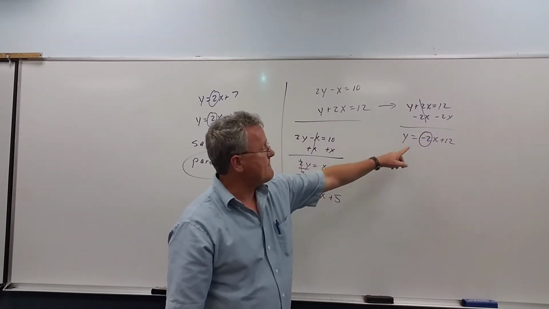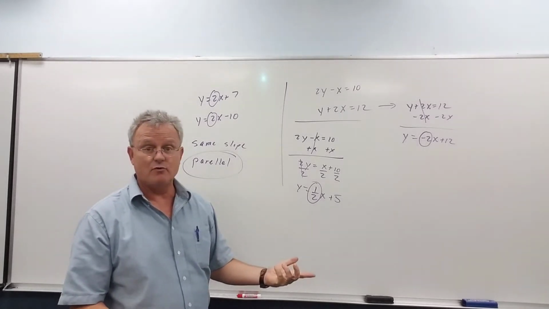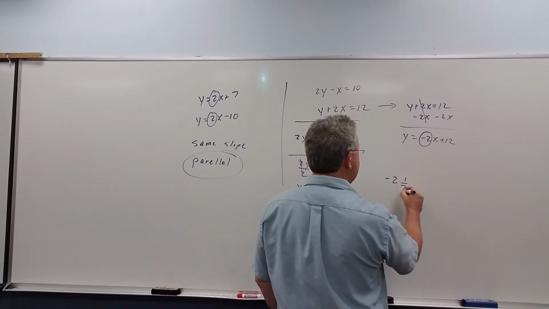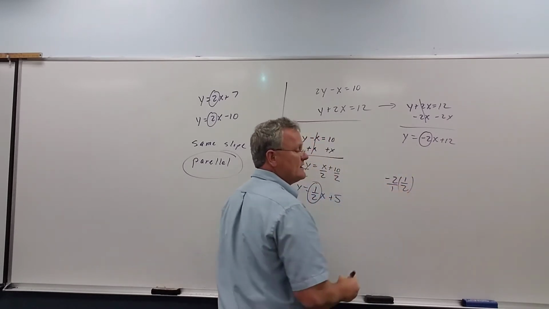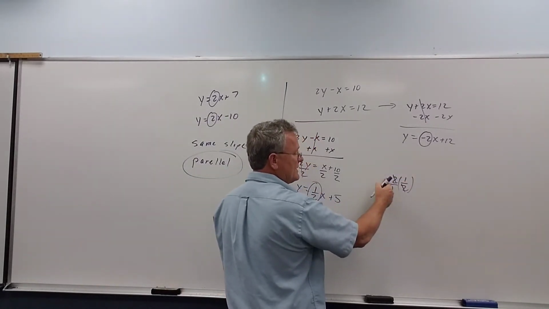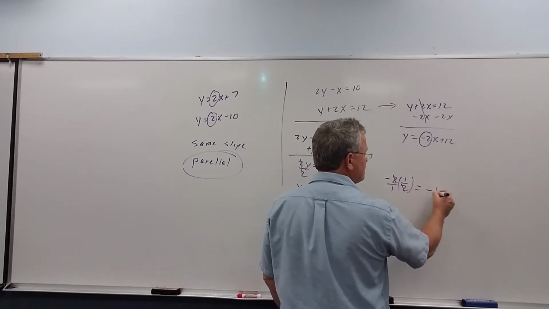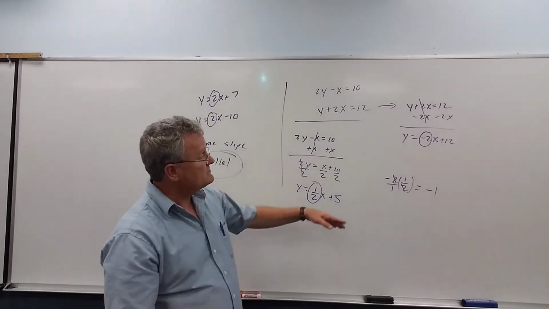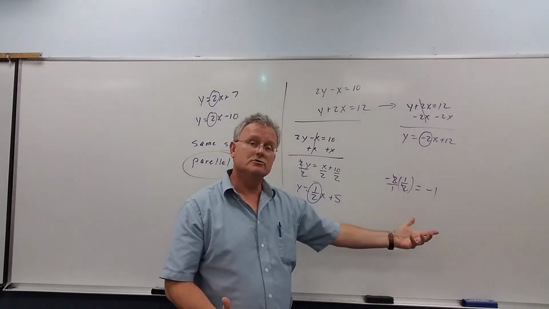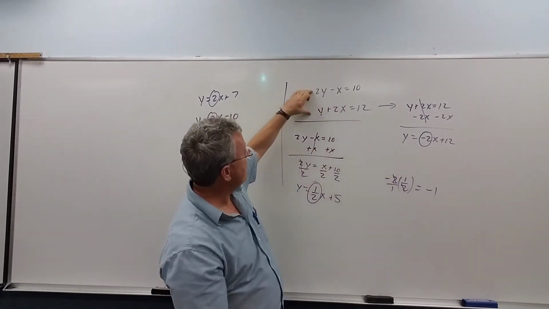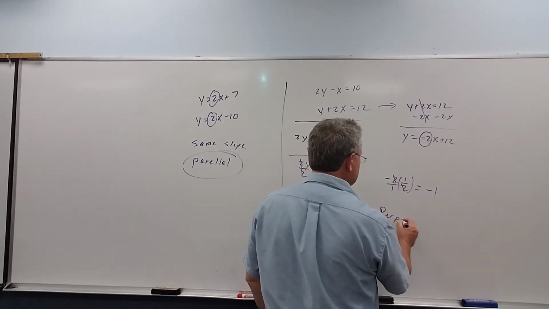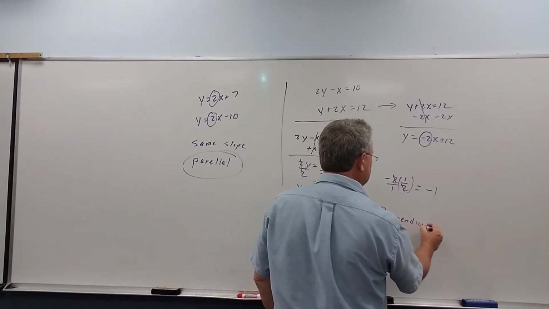So the question is, when I multiply these two, do I get -1, like explained in the last video? -2 times 1/2. Well, -2 we can think of as -2 over 1. This 2 cancels with that 2, and we get -1 over 1, which is -1. Because the product of these two slopes is -1, our conclusion is the graphs of these two equations are perpendicular.